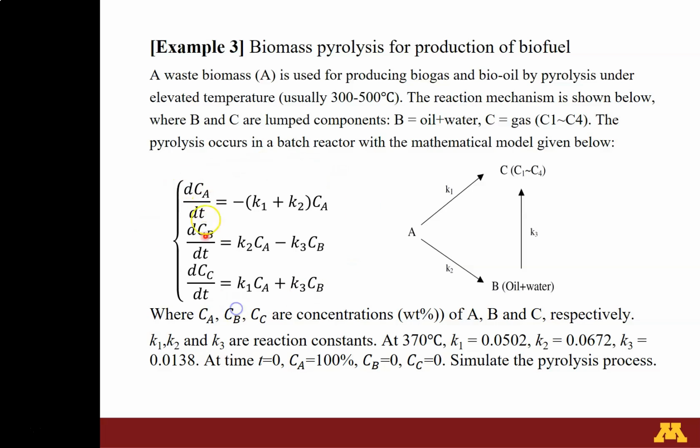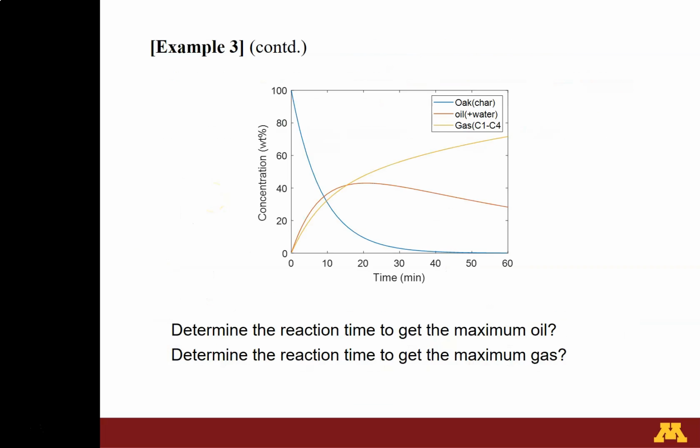Then for the equations for IVPs, we get the ODE equations. Ca, Cb, Cc are the concentrations respectively, and K1, K2 are reaction constants. At time 0, Ca is given, Cb given, Cc given. So this is the initial condition. Simulate the pyrolysis process. That means solving this equation. The method of coding is similar to example 2.